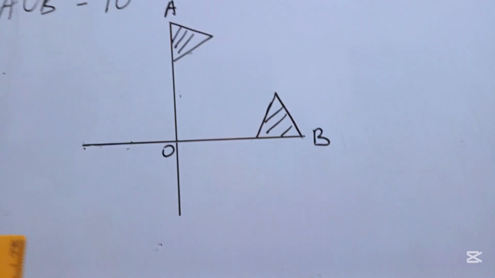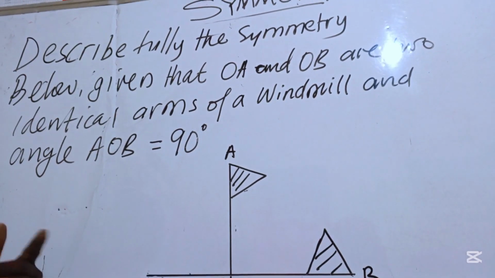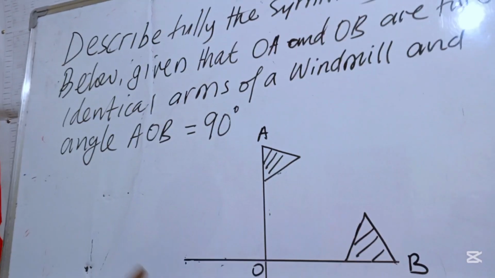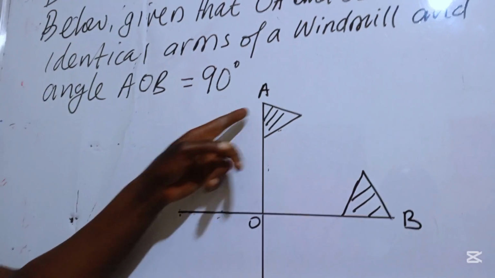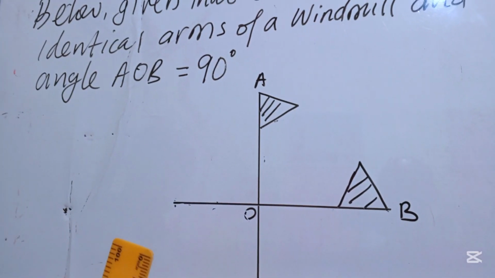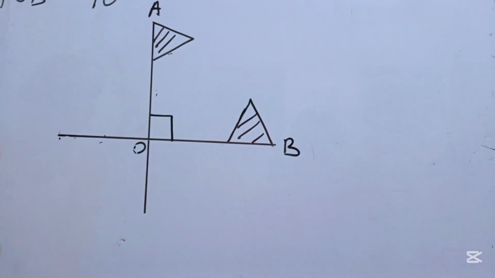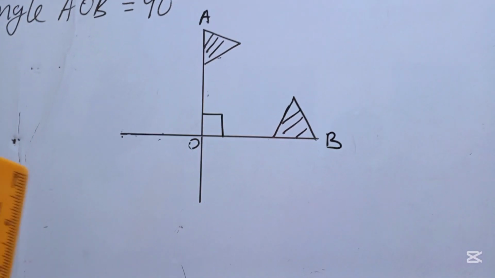Let's do this question. Describe fully the symmetry below, given that OA and OB are two identical arms of the windmill, and angle AOB is equal to 90 degrees. Ladies and gentlemen, here it is 90 degrees. So now they are saying we should describe fully this.